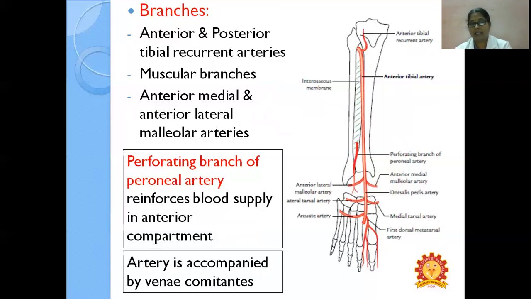What are they? Anterior and posterior tibial recurrent arteries, muscular branches supplying the muscles of the anterior compartment, and anteromedial and anterolateral malleolar arteries. Then the perforating branch of the peroneal artery reinforces the blood supply of the anterior compartment, and this artery is accompanied by venae comitantes. So what are venae comitantes? I have already told you: a pair of veins accompanying an artery is called venae comitantes.